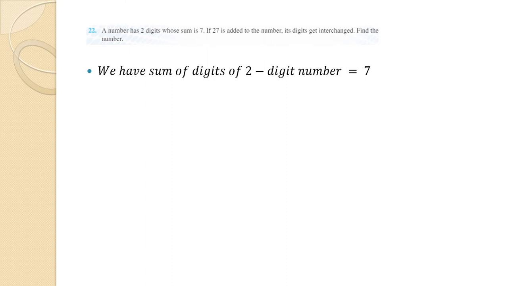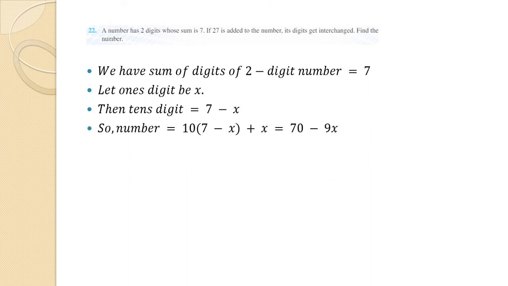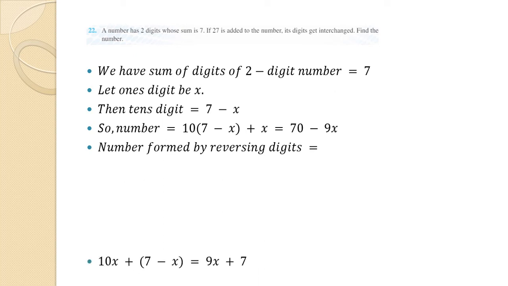So according to the question, it is given that the sum of the digits of the 2-digit number is 7. So if the ones digit is x, the tens digit will be 7 minus x. So let us write the number in expanded form, that is 10 into 7 minus x plus x. When I solve this, I get 70 minus 9x. The number formed by reversing the digits will be 10x plus 7 minus x. When I solve this, I get 9x plus 7.